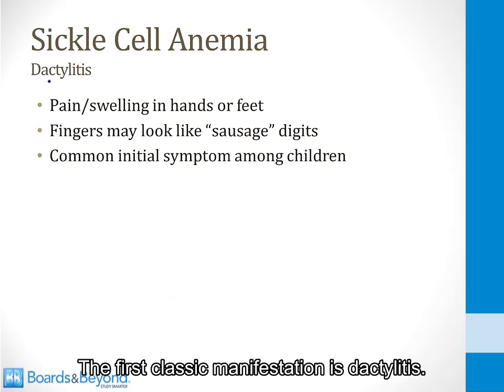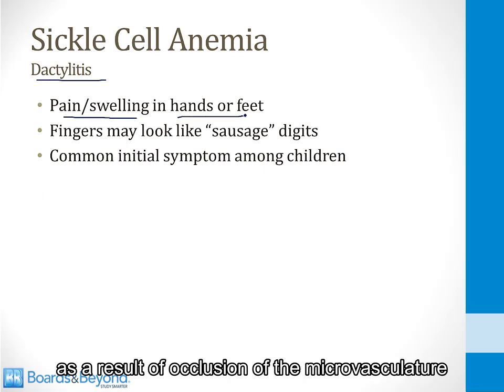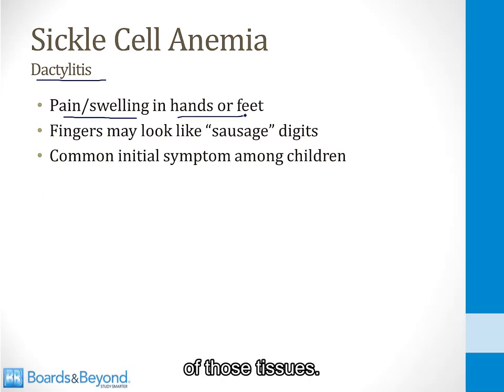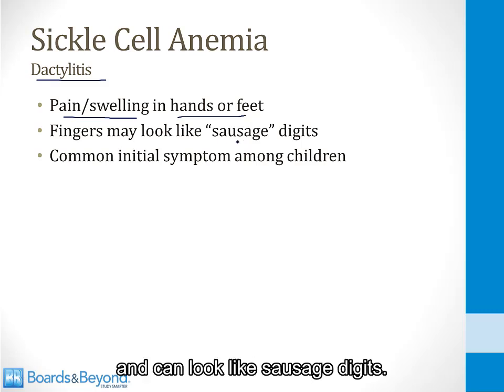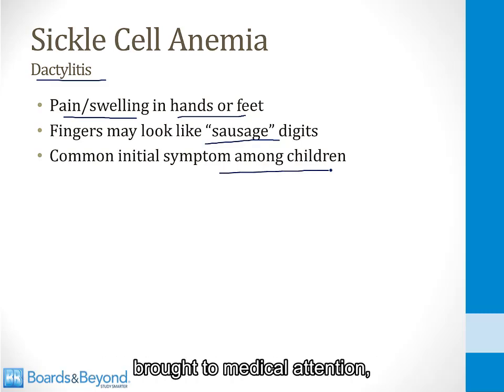The first classic manifestation is dactylitis. This is pain and swelling in the hands or feet as a result of occlusion of the microvasculature of those tissues. The fingers can become swollen and can look like sausage digits. This is a common initial symptom among children. This is sometimes why they are first brought to medical attention, and the workup ultimately leads to a diagnosis of sickle cell anemia.